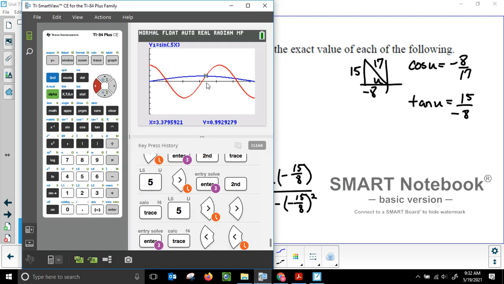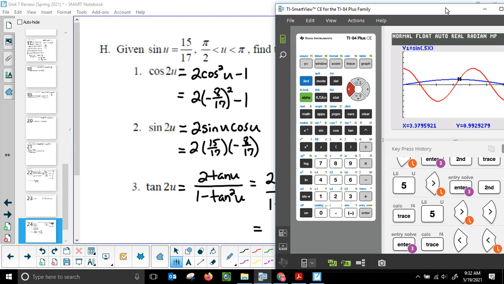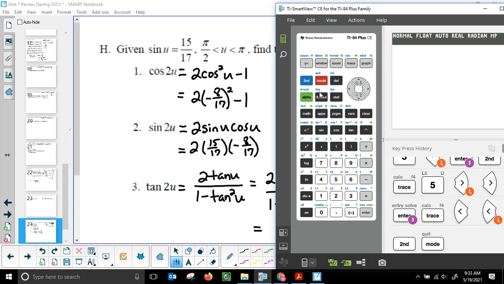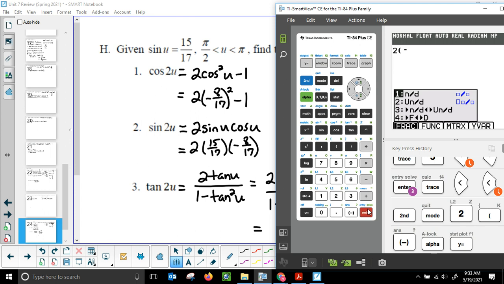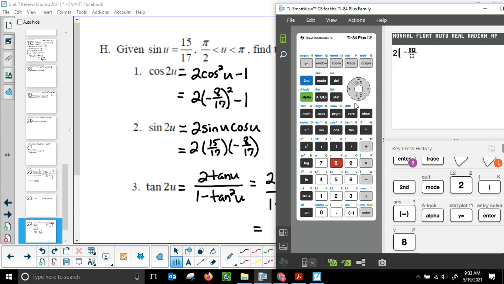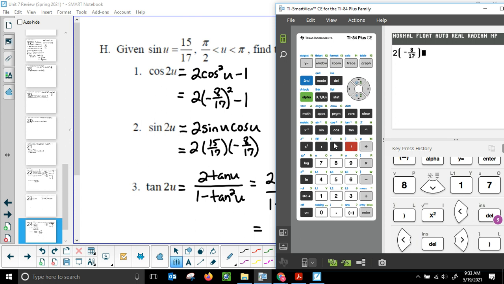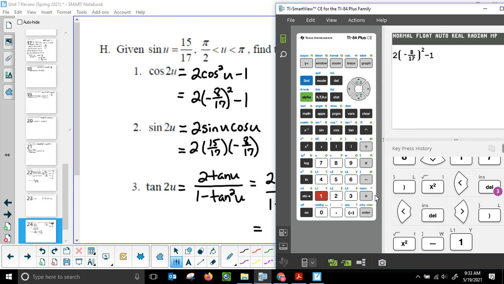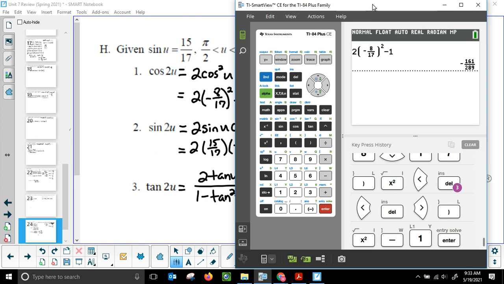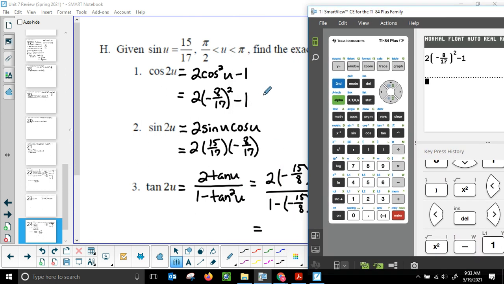All right, so again, this is all just super calculator stuff, right? So we can say, all right, 2 times. And again, if you use this fraction command, it'll just automatically give you an answer in fraction form. All right, so you plug that in, bam, we get negative 161 over 289.